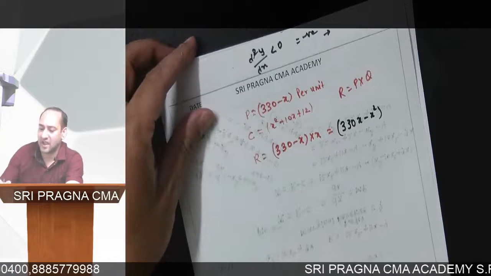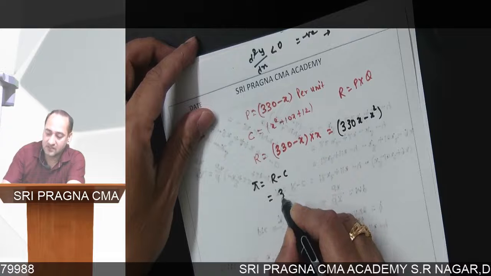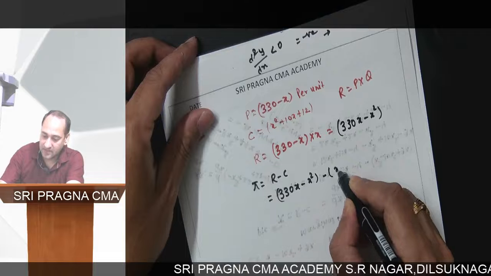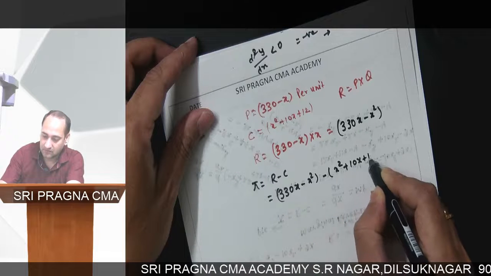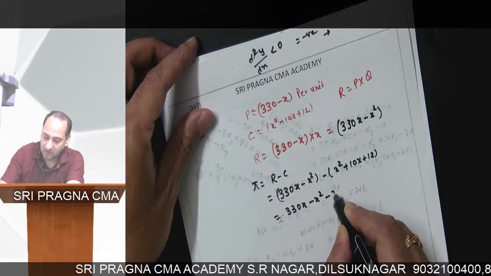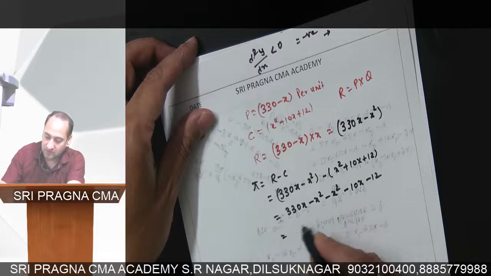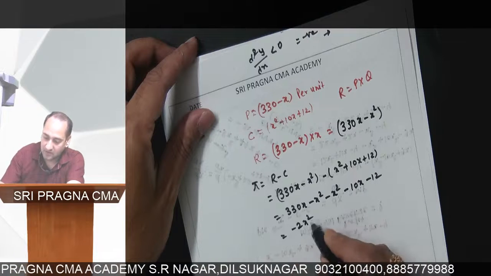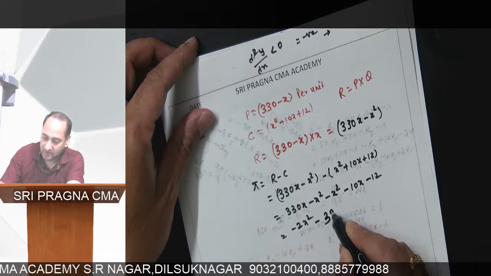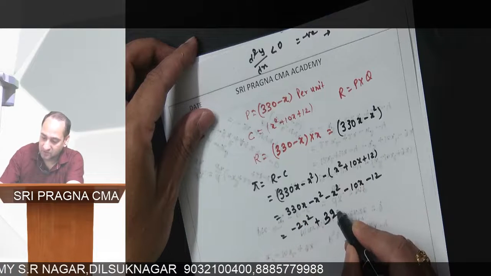Now let us find the value of pi. Pi is equal to R minus C. R is this one, 330x minus x square, minus 10x minus 12. So it will come minus 2x square plus 320x, sorry, 320, and this will be plus 220x.